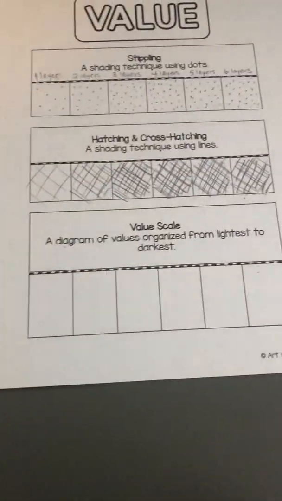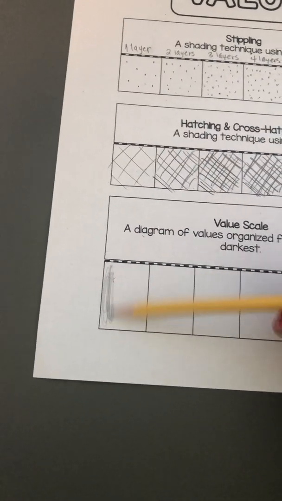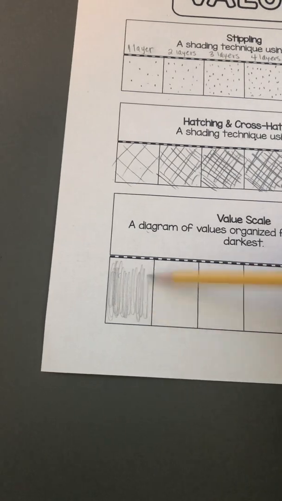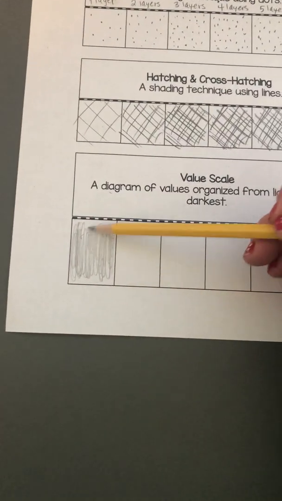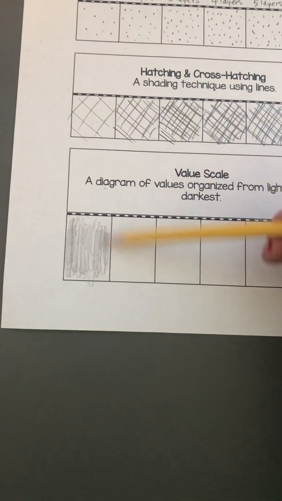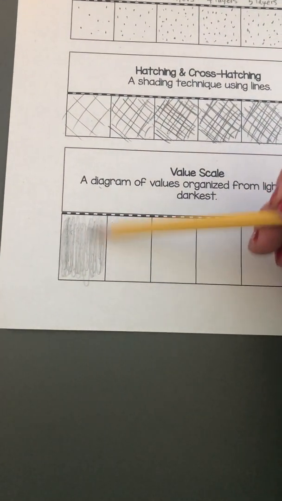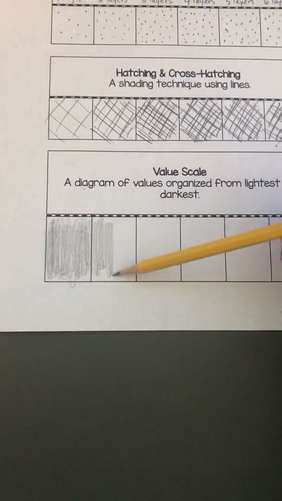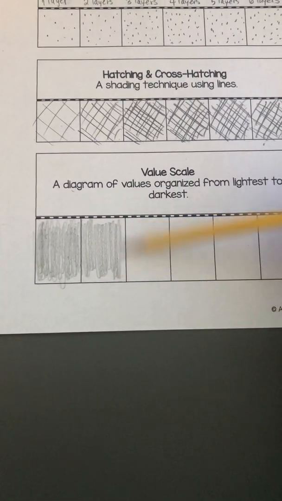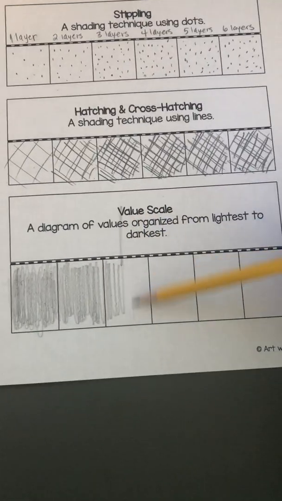Okay, on this last one, it's just shading. So you would start with the very lightest value right here. So I like to hold the end of my pencil so that I don't press down too hard. So once you get a very nice light value, and again, you're gonna do yours very neat, not like mine, you'll carry that light value all the way across.